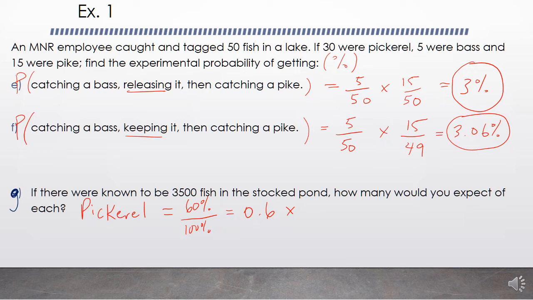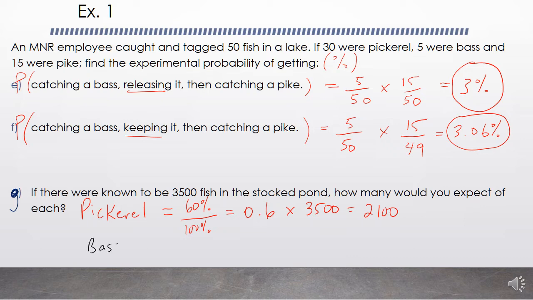In other words, 0.6 times 3,500. And if we do that, 3,500 times 0.6, we get 2,100. So we would expect 2,100 pickerel. May not be the case, but that's what we would expect based off the information that we have.